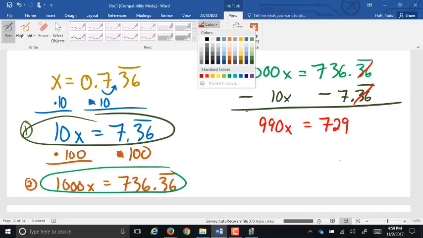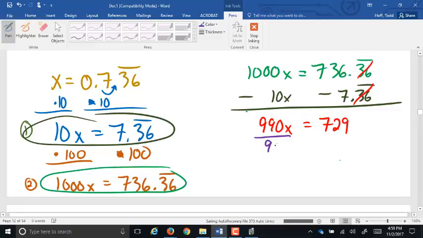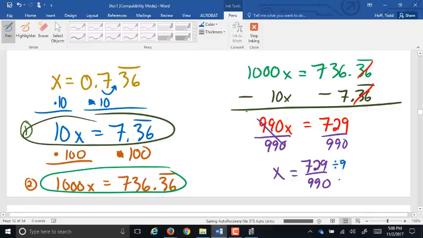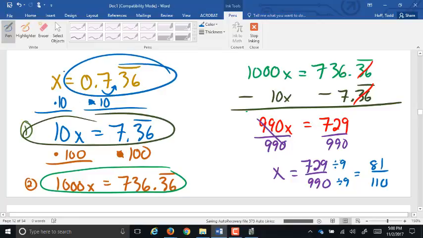And we finish up by dividing by the 990. So x equals 729 over 990, both of which can still be divided by, I know they can be divided by 9. It's going to be 81 over 110. And that's about it, isn't it? So 0.736 with the 36 repeating is equal to 81 over 110.